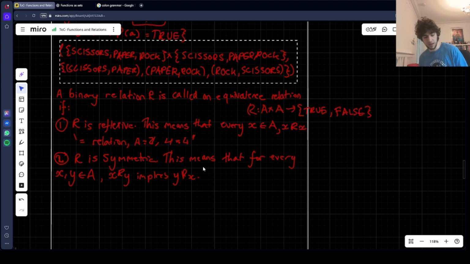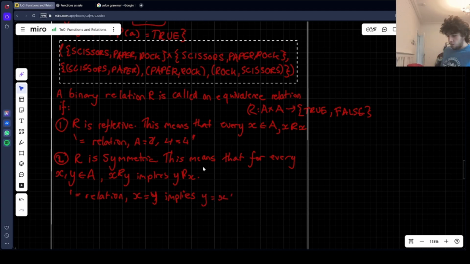Again, this is true for the equals relation. For the equals relation, X equals Y implies Y equals X, because if X equals Y, then certainly Y equals X. So that's just symmetric. That's what it means for a binary relation to be symmetric.